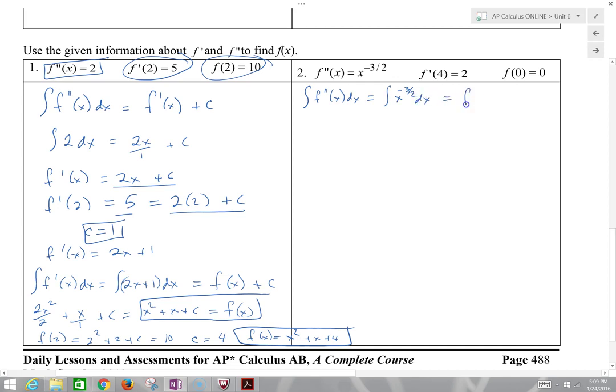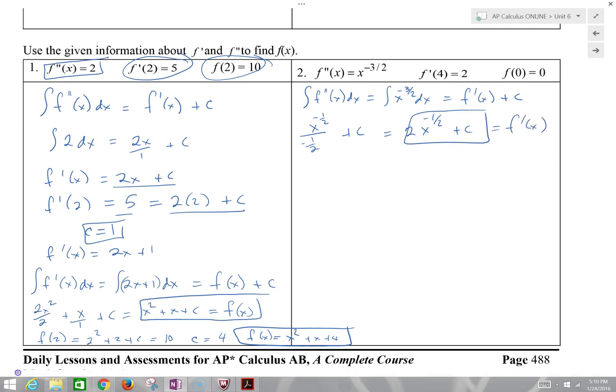And this has to be equal to f prime of x. Don't forget the plus c. So if we take the integral of that, we have x to the negative 1 half, because we added 1, divided by the new power, which is negative 1 half, and then plus c, which equals 2 times x to the negative 1 half plus c. That is our f prime of x.